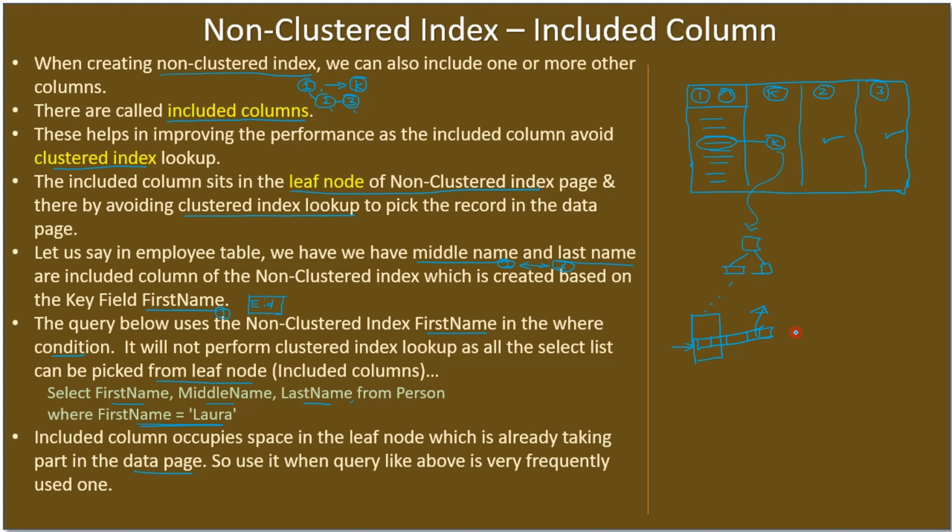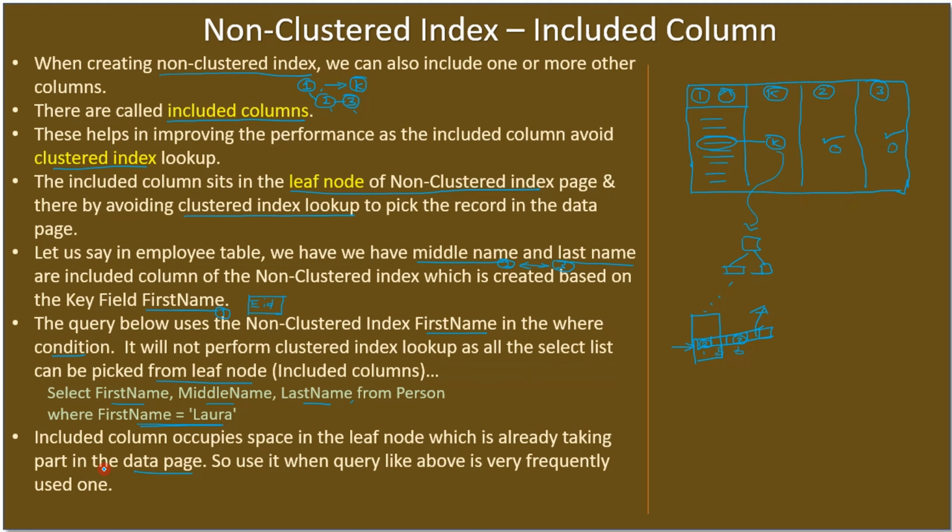All the table columns are involved: first name, middle name, last name, ID. All the columns are present here and they are already occupying some space. As part of the included column, let's state this is column 2, middle name. This is column 3, last name, and it's already occupying some space in the data page, and it is occupying some space in the clustered index data and the non-clustered index data structure also. So the space is occupied in 2 places.